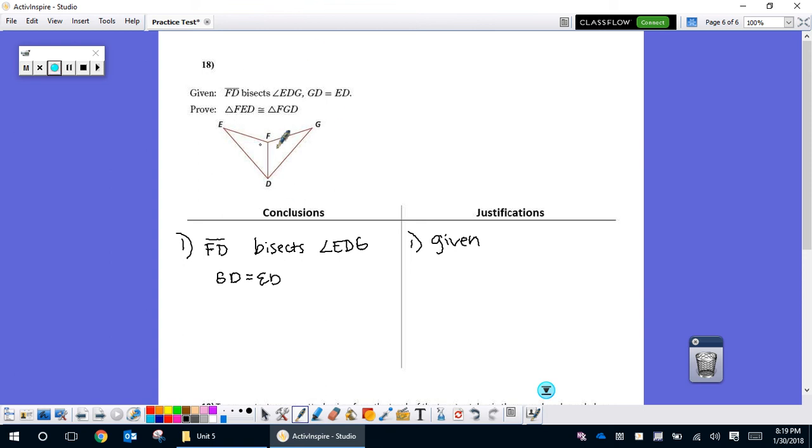So I'm definitely going to mark that. Okay, then you want to look, is there anything shared? And side FD is in both triangles, so I'm going to come down and conclude that. And when something is congruent to itself, that is the reflexive property of congruence again.